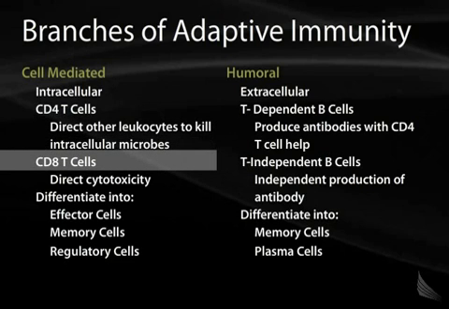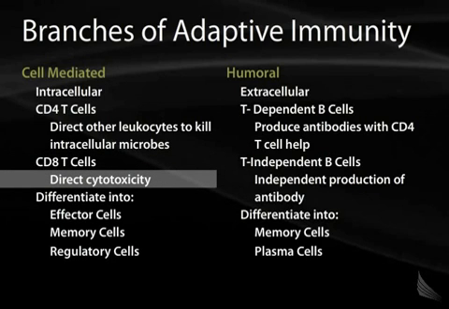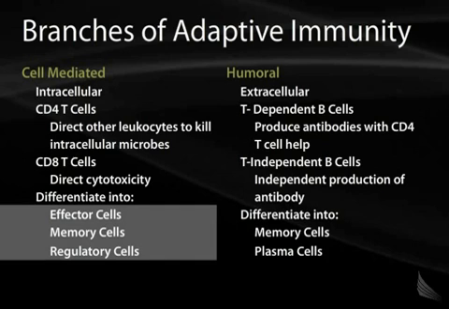CD8 T cells are also involved in cell-mediated immunity, but more through direct cytotoxicity. They go looking for cells that are altered, that are virally infected, or tumor cells that need to be destroyed. These cells in the cell-mediated branch of immunity differentiate into effector cells, memory cells, and also regulatory cells, which we'll talk about a little later.